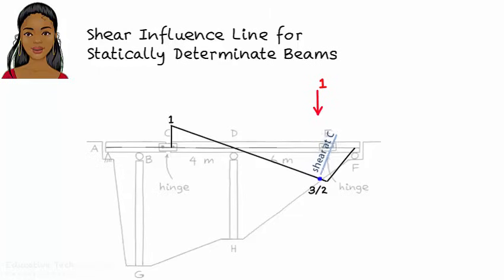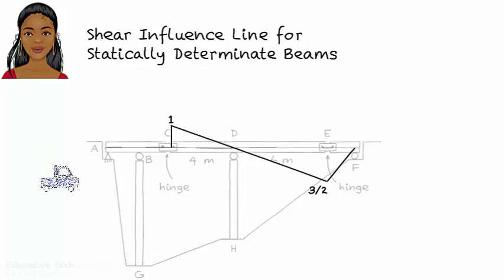When the unit load reaches E, shear at C reaches its maximum magnitude, 3/2. Once the moving load crosses over point E, the shear force starts to increase, from negative toward 0, until it reaches 0 when the unit load reaches point F. Since the influence line is drawn for a moving unit load, we must multiply the values given by the diagram by the actual magnitude of the load in order to obtain the correct shear values.